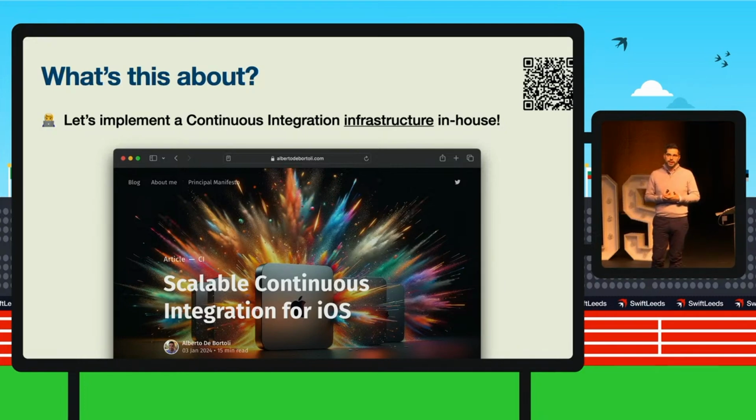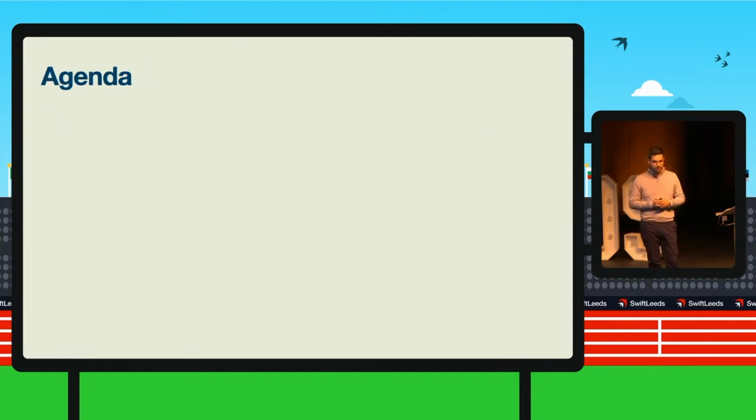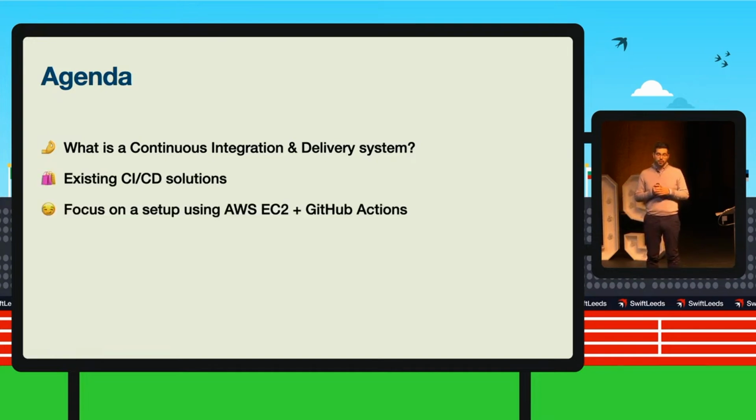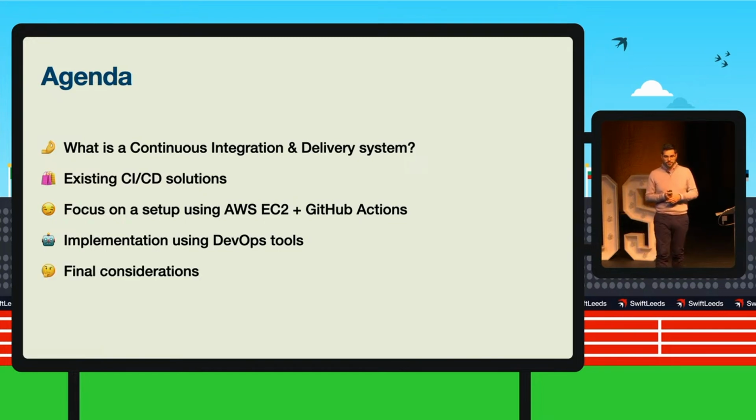And that made me realize that, yeah, it's difficult, really, to build a career in software engineering without being exposed to certain DevOps things and CI and more processes. So the agenda for today is, what is a continuous integration and continuous delivery system? We're going to go through some existing CI/CD solutions. But we're going to focus specifically on one setup, the one that we use in my company, which is based on AWS EC2 and GitHub Actions. We're going to implement this setup using some cool DevOps tools, and we're going to go through some final considerations.